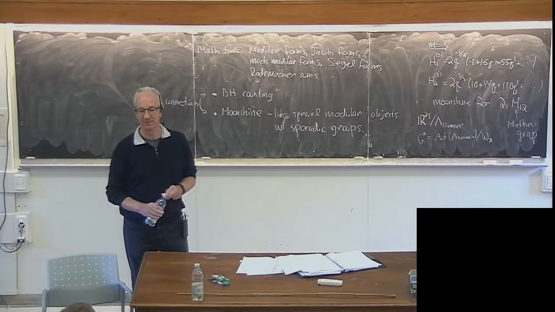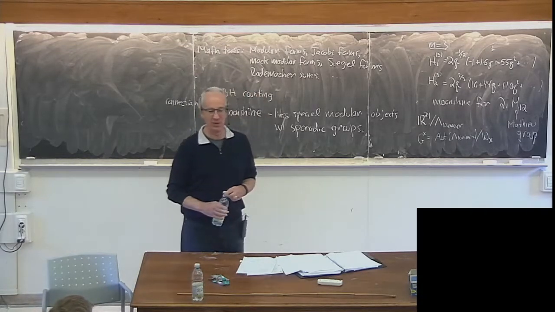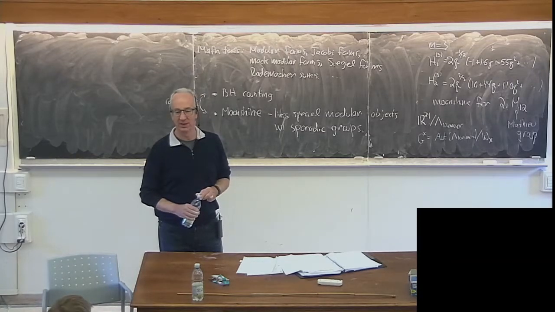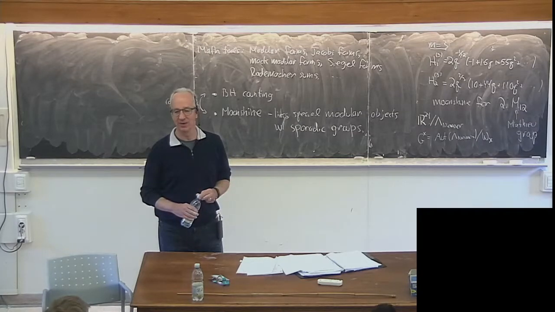Isn't that suspicious that only some of them make it? Many things are suspicious in this business, but the question is figuring out which suspicions are the right ones to follow up. I would say so far the moonshine business does not seem to be a uniform way of understanding all sporadic groups. It does seem to be a way of understanding some sporadic groups, usually those that occur as subgroups of the monster. But of the 26 sporadic groups, there's something like 6 or 7 which are not subgroups of the monster. They're called the pariahs. And I don't know of any moonshine construction that really involves them in a deep way.